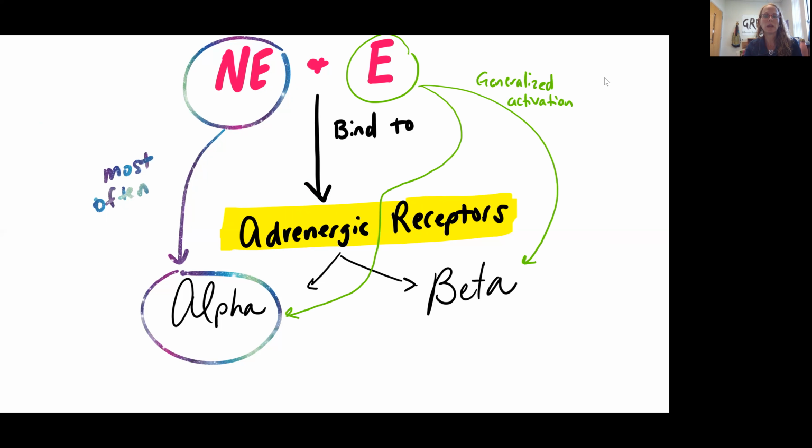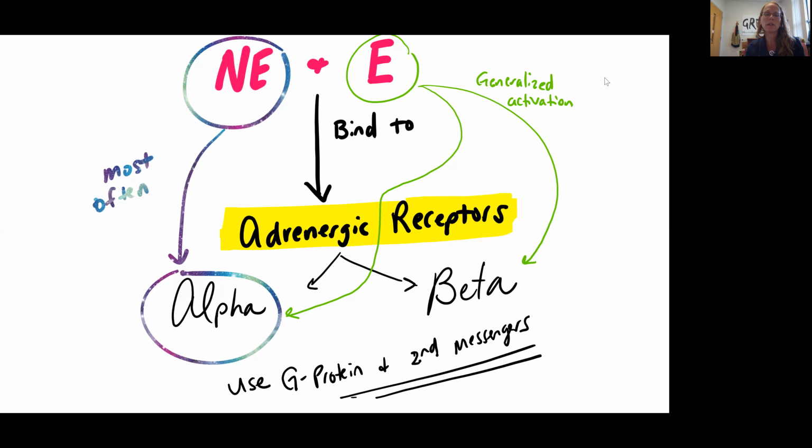Now, the key thing to pay attention to as we go forward in our discussion of receptors is that there are different types of receptors, and the receptors themselves are what determines whether the cell is stimulated or inhibited by norepinephrine and epinephrine. So norepinephrine and epinephrine can bind to alpha and beta receptors, and then depending on which type of receptor it is, the cell will either be stimulated or it will be inhibited, okay?